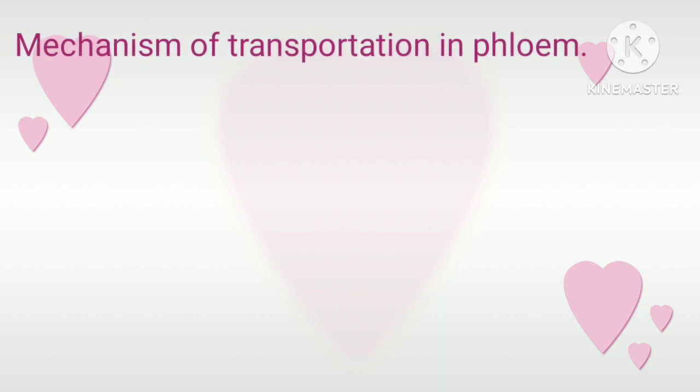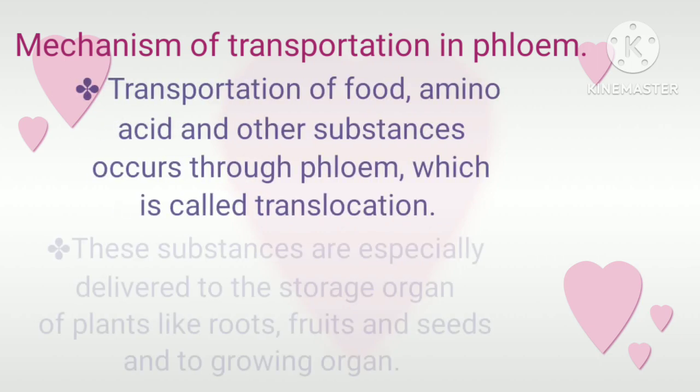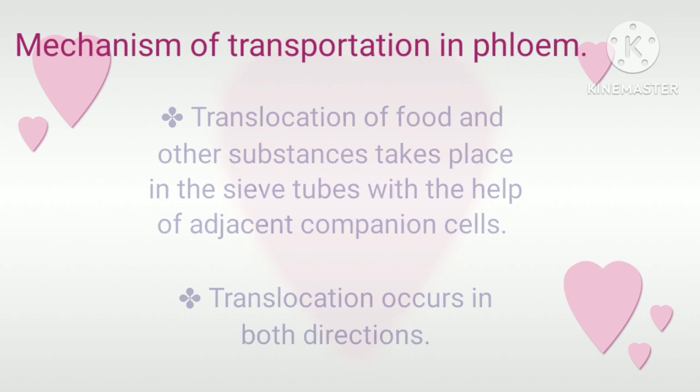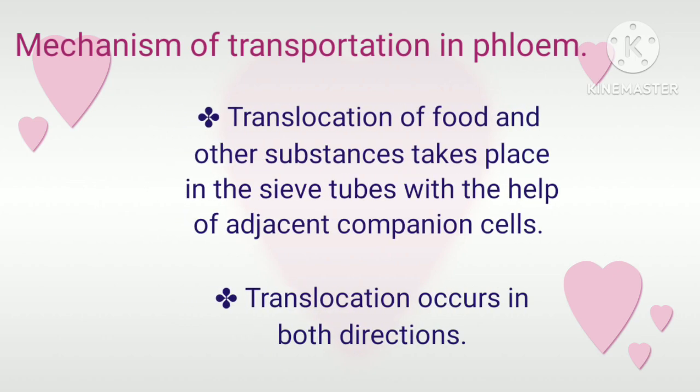Now, we will discuss the mechanism of transportation of food in phloem. Transportation of food, amino acids and other substances occurs through phloem, which is called translocation. These substances are especially delivered to the storage organs of plants like roots, fruits, and seeds, and to growing organs. Translocation of food and other substances takes place in the sieve tubes with the help of adjacent companion cells.